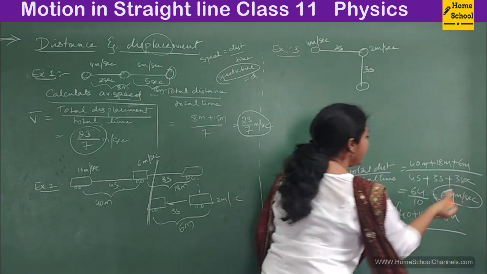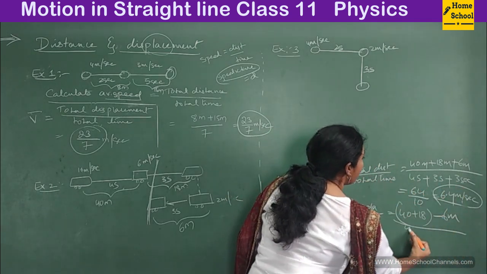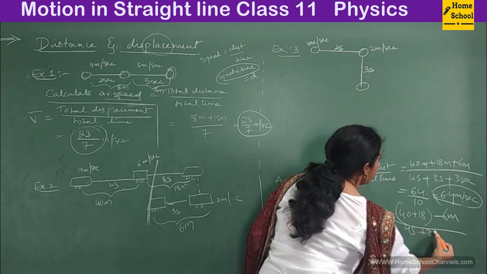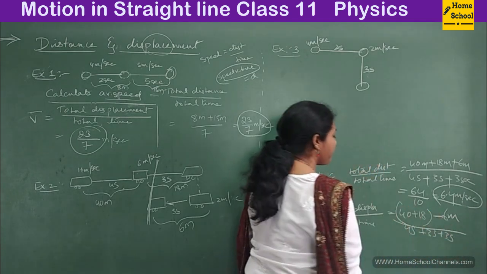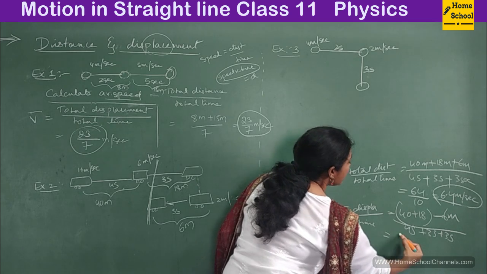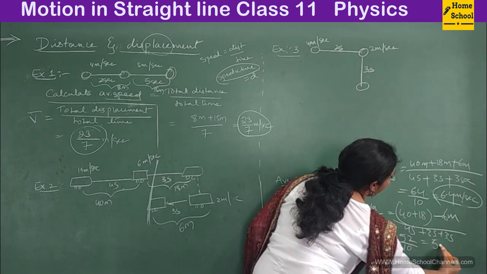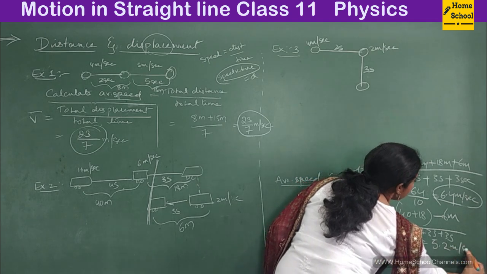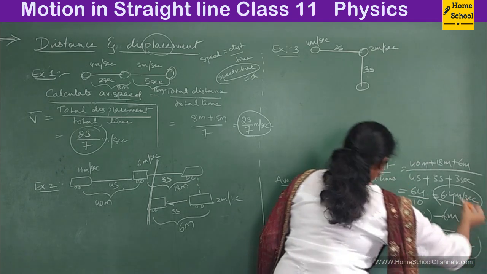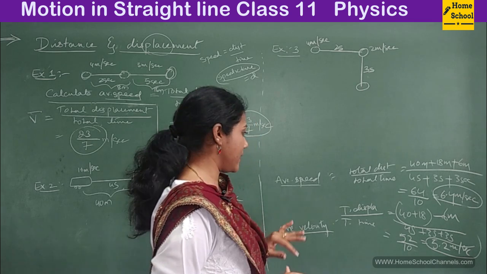Divided by total time is same. Right? That is 4 seconds plus 3 seconds plus 3 seconds. Okay. So how much is your answer? You will get 52 by 10. That's around 5.2 meter per second. So this is your average velocity.